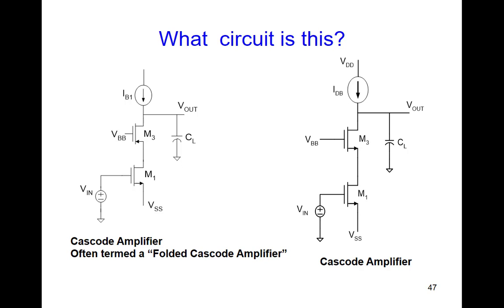Our gain expression should be about the same too, because they're based on small signal analysis. And small signal models are same, identical. We have a special name for this circuit. It's called the folded cascode amplifier.